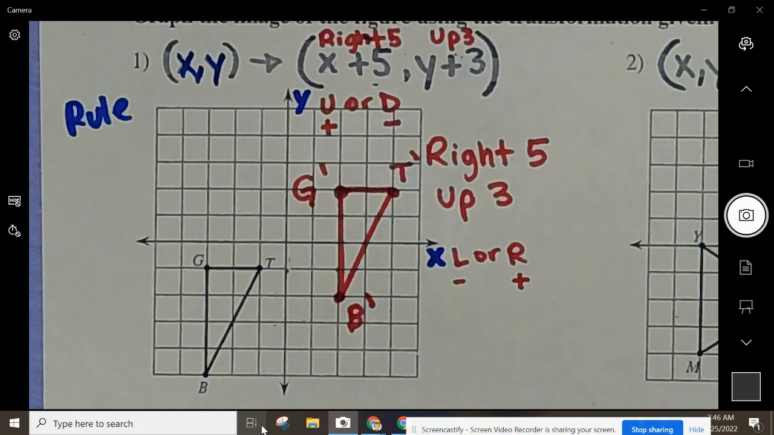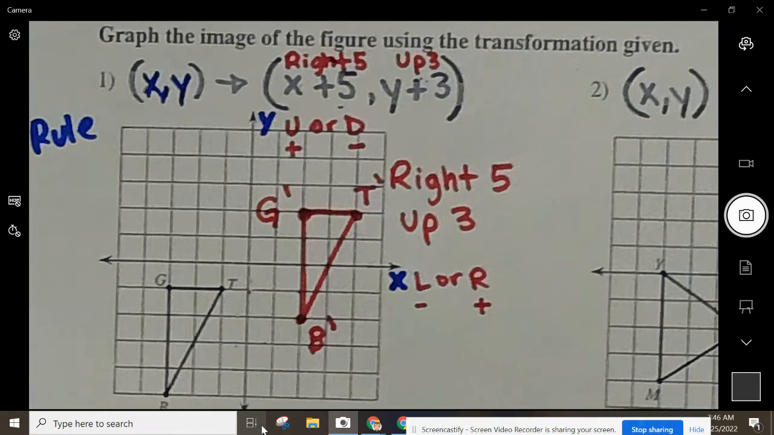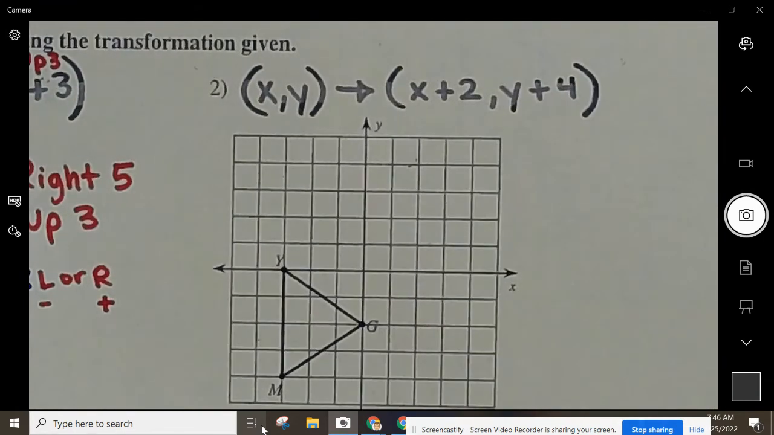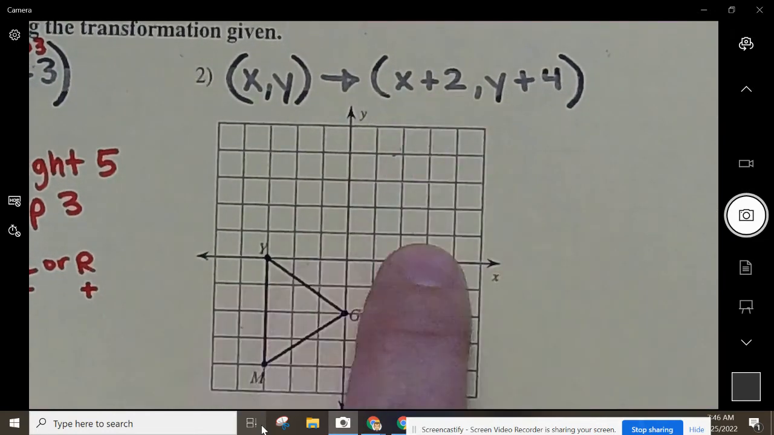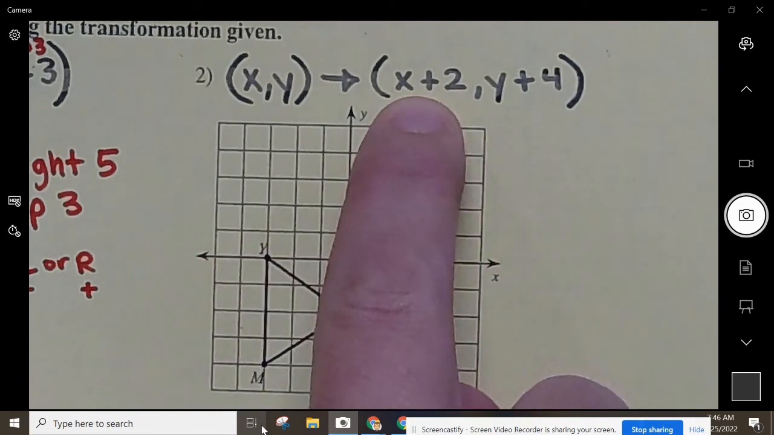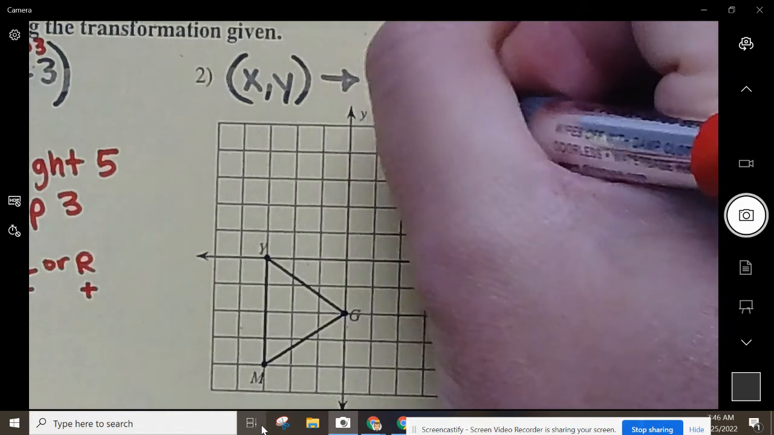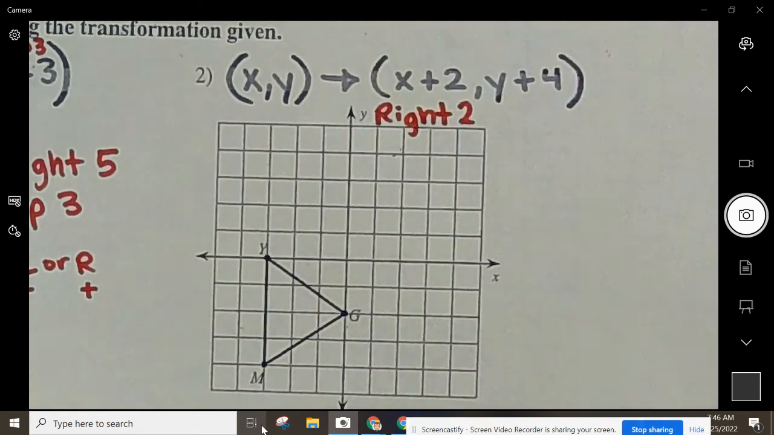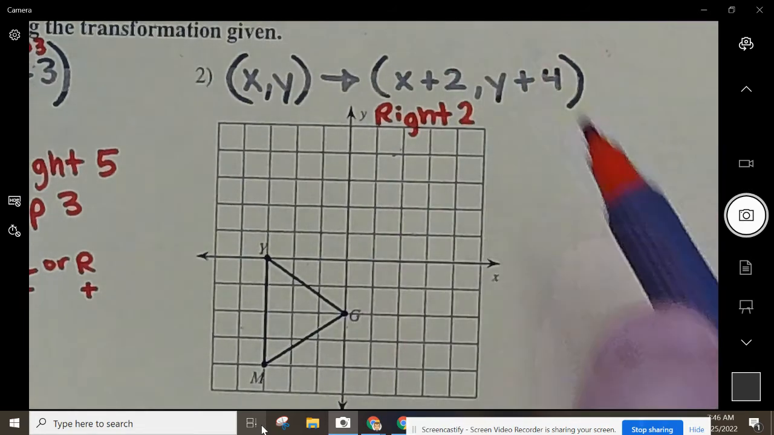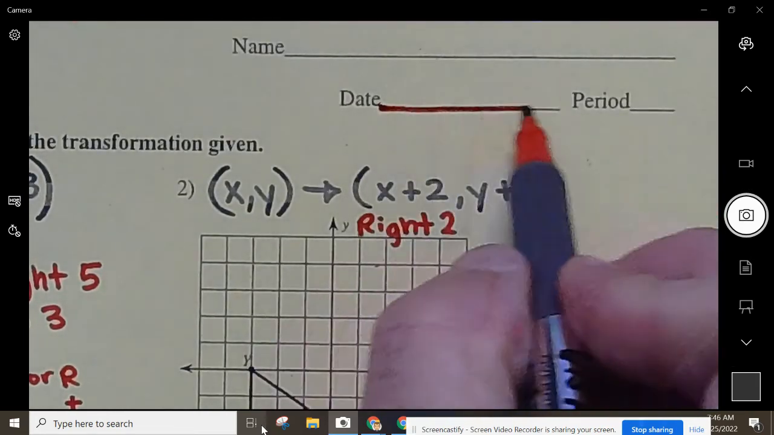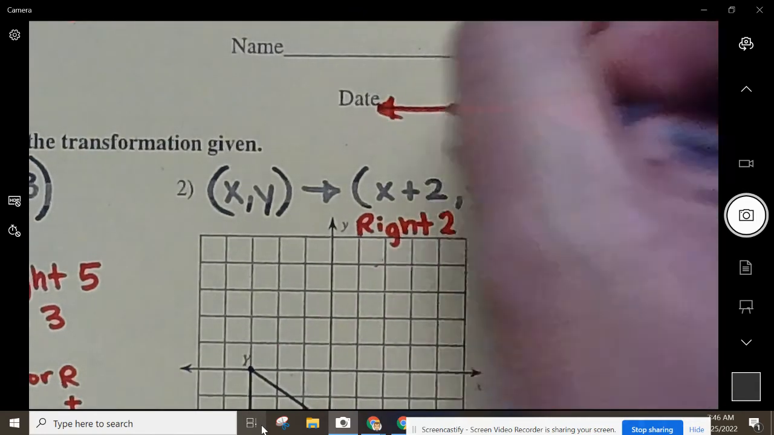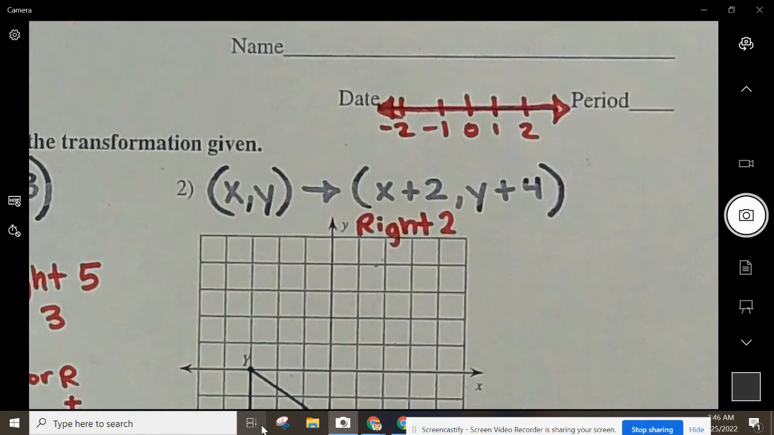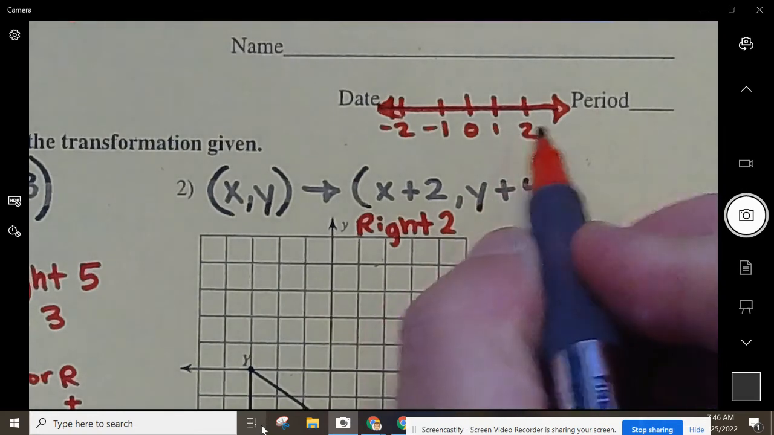Now, let's make sure we know exactly what we're talking about here as we move on. This is perfect. Right 5, up 3. All right. X plus 2, y plus 4. When it's x and plus, x goes left or right. This is always telling you left or right. If it's plus, it's going to the right. Think of it as a number line. Guys, if you look at a number line, which way is +1? To the right. Which way is -1? To the left. Okay? So +2 means to the right 2.